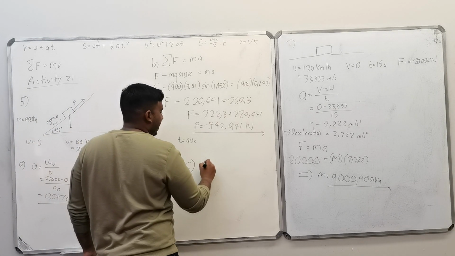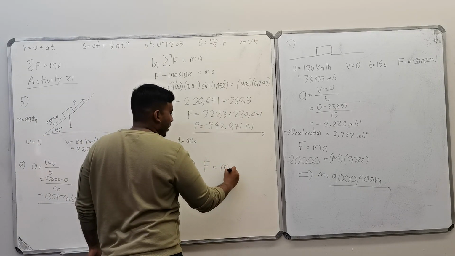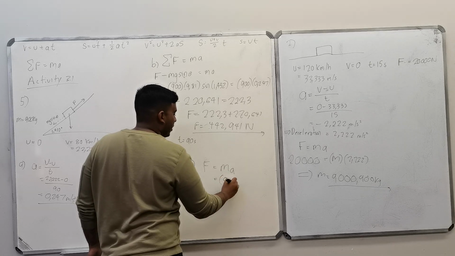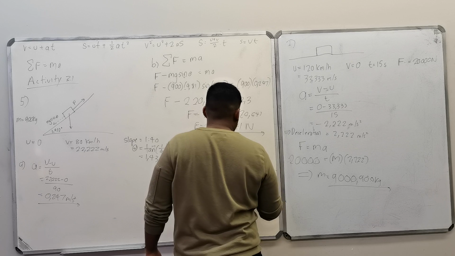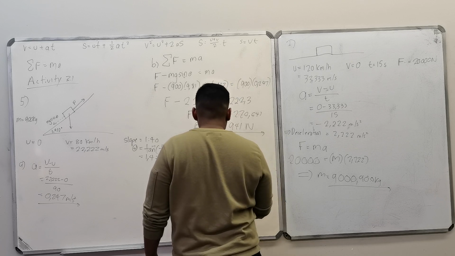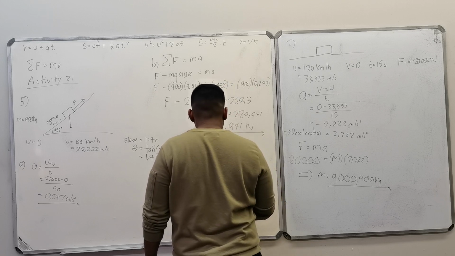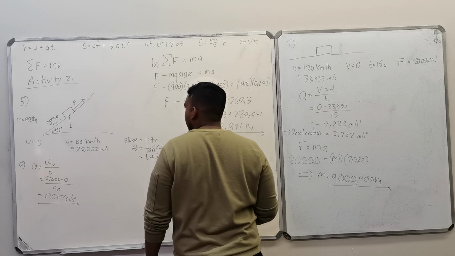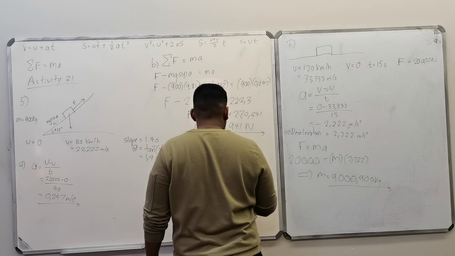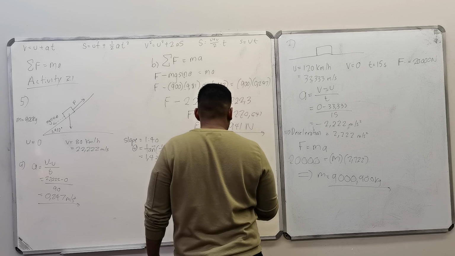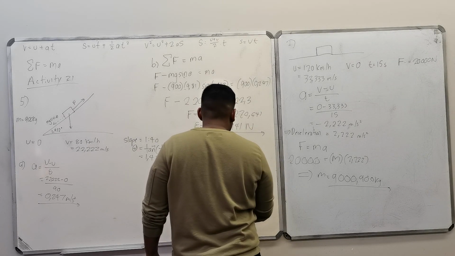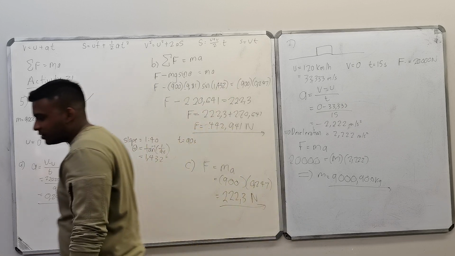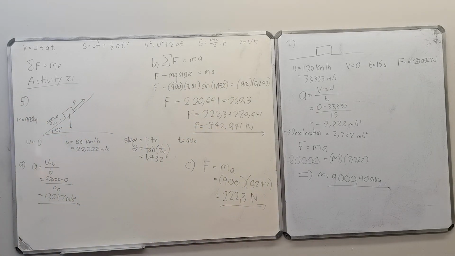So this here would be F equal to MA. This is equal to 900 times 0.247, which is 222.3 newtons. That's your answer.